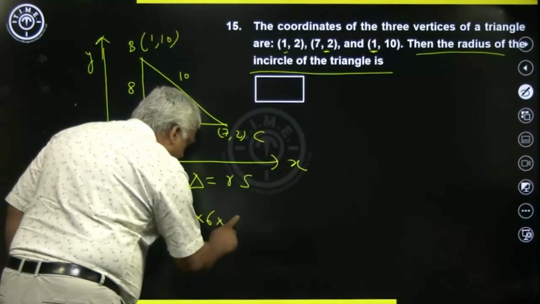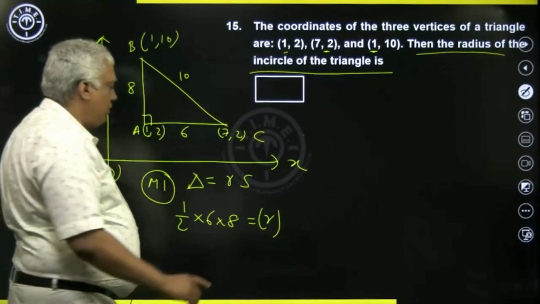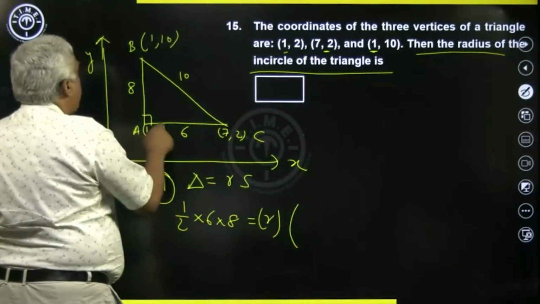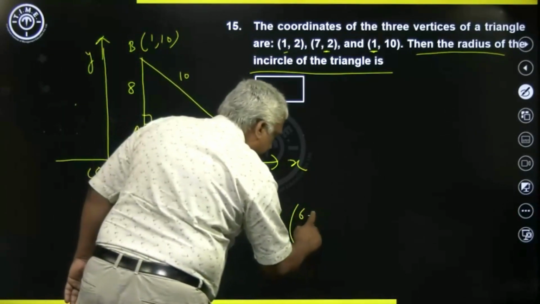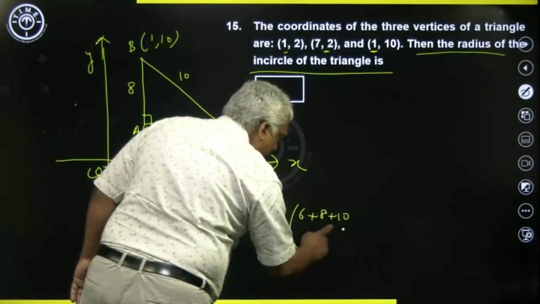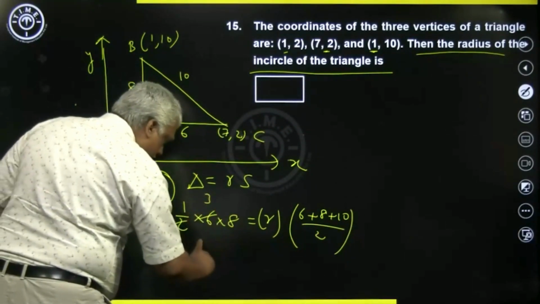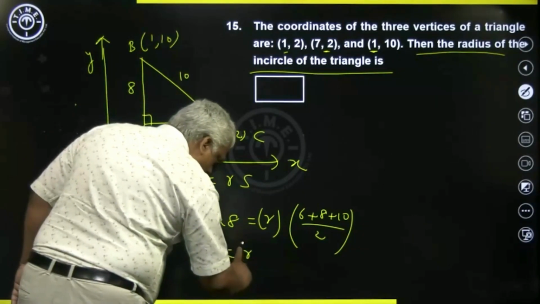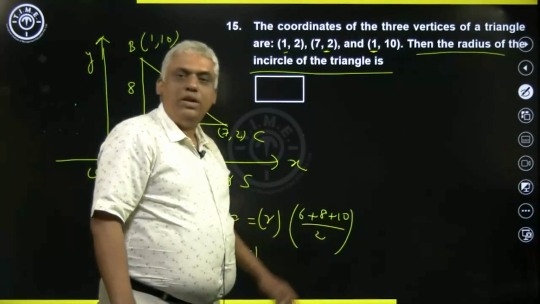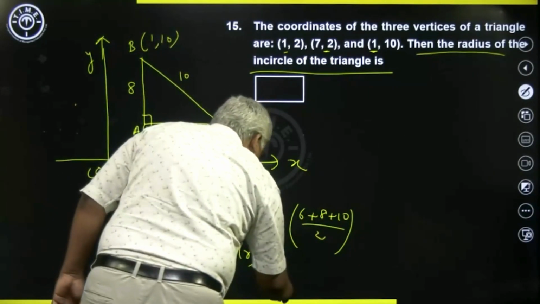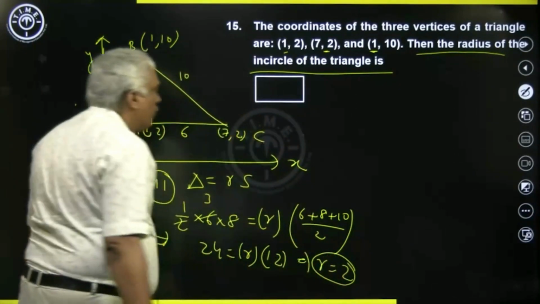So half into 6 into 8 equals R into S. S is the semi-perimeter. So S is how much? S is equal to (6 plus 8 plus 10) by 2. 6 plus 8 is 14 and 10 is 24, by 2, this is 12. So from here R is 2. So we get the answer R.